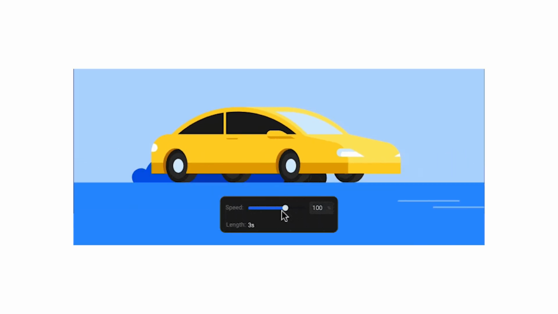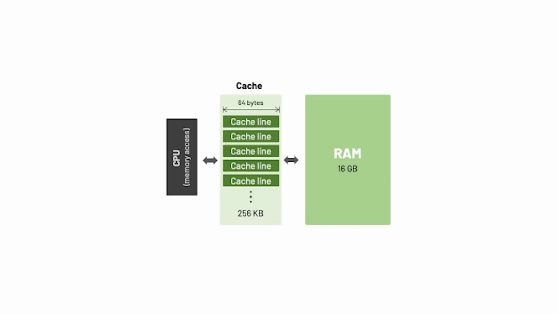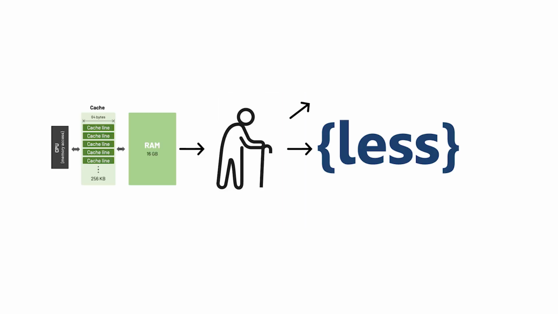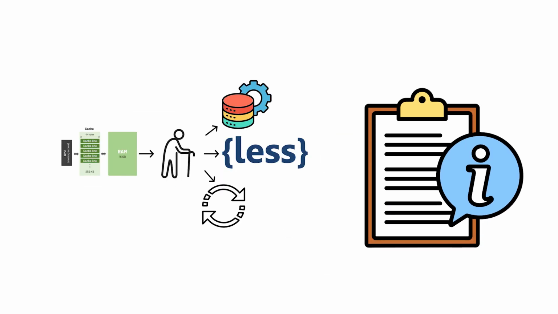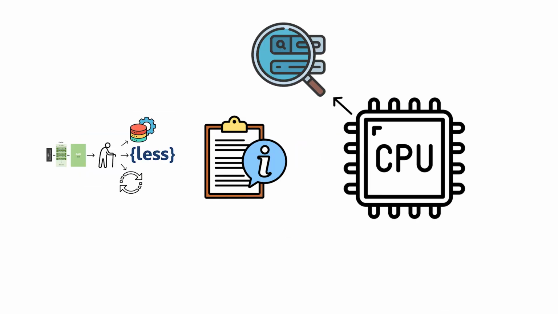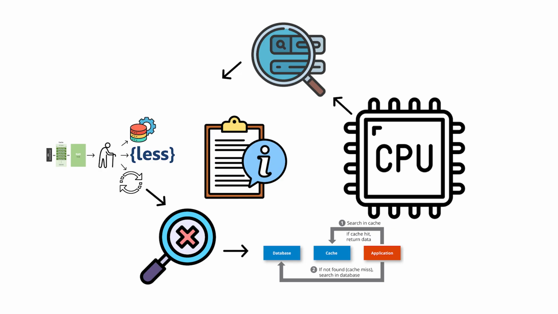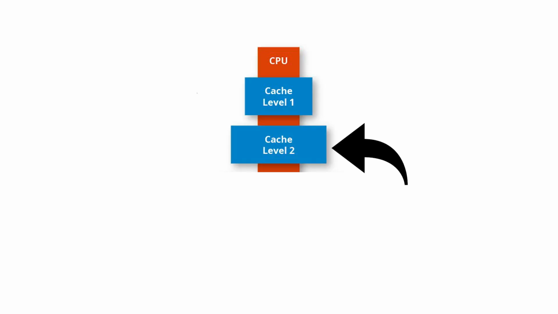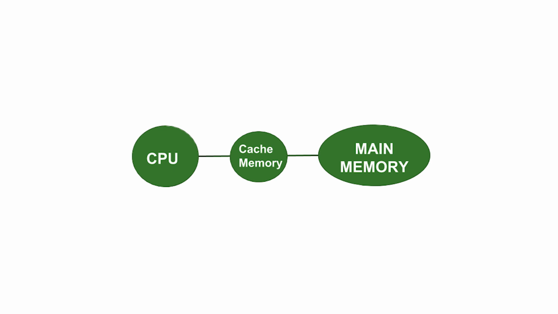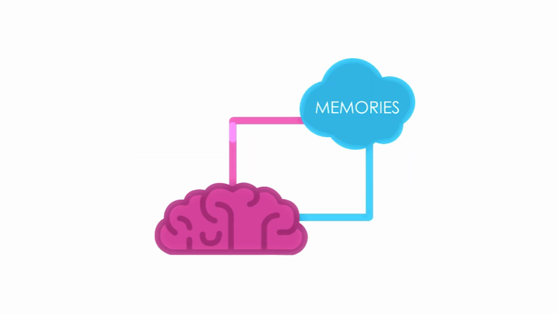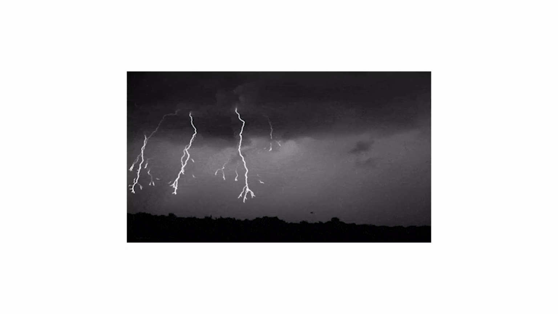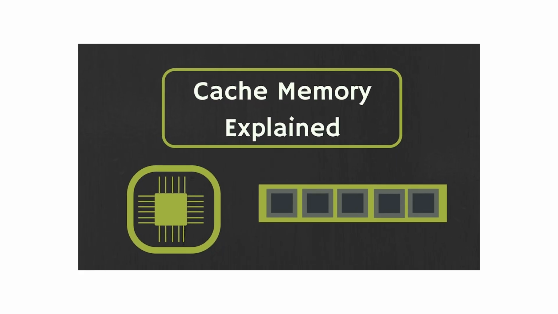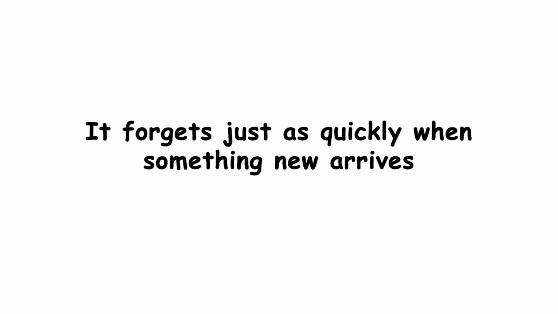However, the trade-off for that speed is size. Once the level 1 cache fills up, older or less used data has to be replaced with new information. If the CPU looks for something in level 1 and doesn't find it, that's called a cache miss. In that case, the request gets passed down to the next level. So you can think of level 1 as the processor's equivalent of short-term memory. Lightning fast, but limited. It holds only what's immediately needed, and it forgets just as quickly when something new arrives.